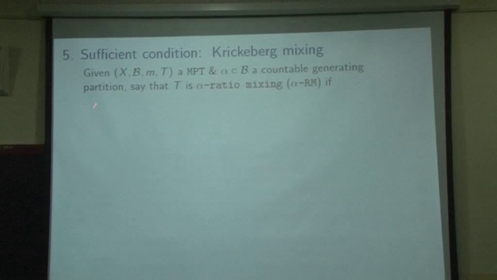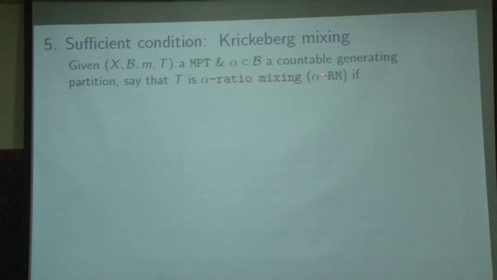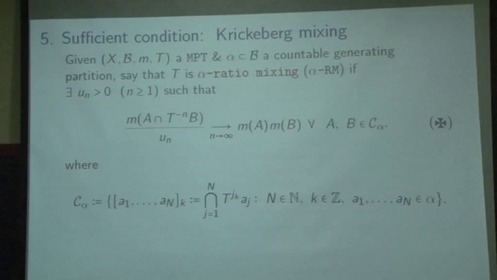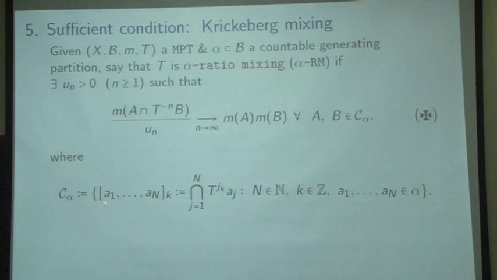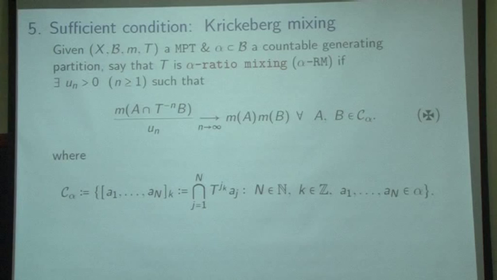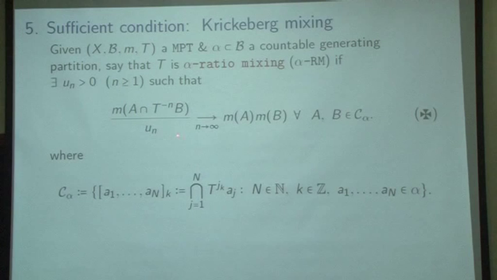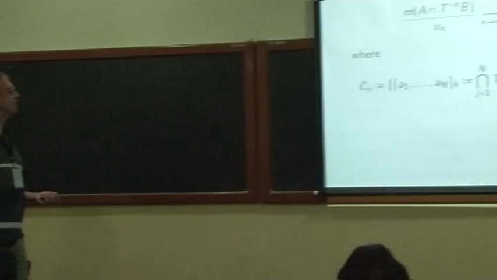So you say that I've got a measure-preserving transformation and some countable generating partition. And then we talk about alpha rational mixing, if I have the rational mixing property for cylinder sets. So there are some constants u_n such that the measure of A intersect T^{-n}B, divided by u_n, tends to the right thing, for every A and B alpha cylinder sets. So there's the definition of an alpha cylinder set. Problem: it's a topological condition. It's not a measure theory condition, and possibly the u_n may depend on the partition. So you could have the same transformation with two partitions with different u_n. I don't have any examples, but one would like to know.